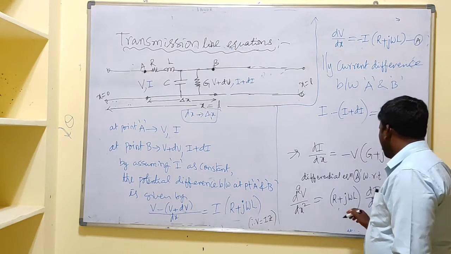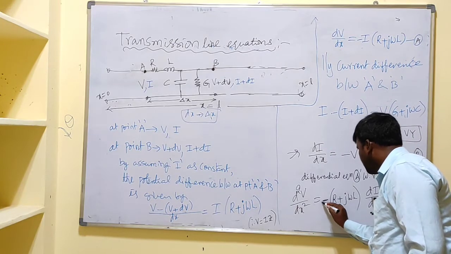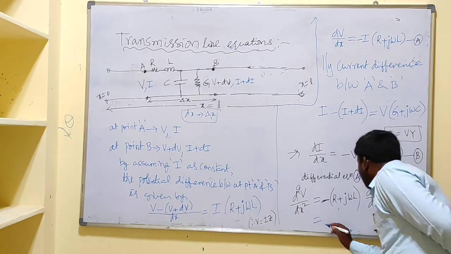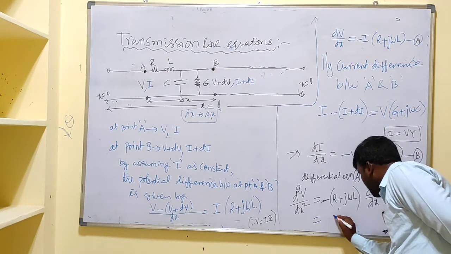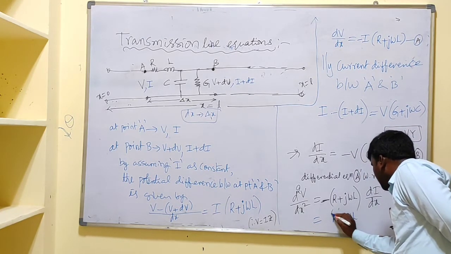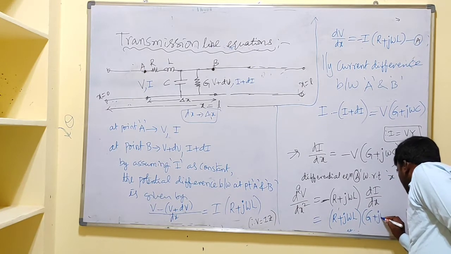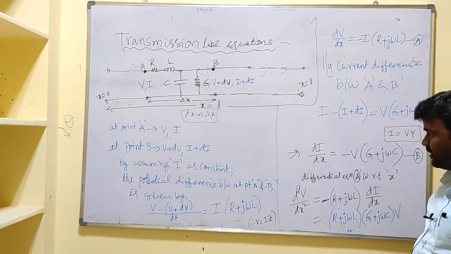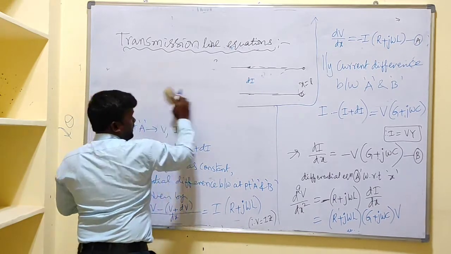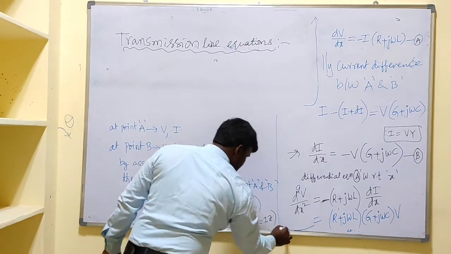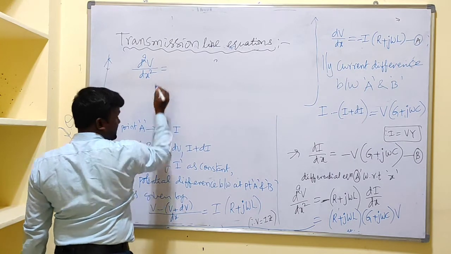That is d square V by dx square equal to R plus J omega L into dI by dx. What about dI by dx? Here we have minus. From B, we can write dI by dx as this one. Here we have minus sign, here minus. Minus into minus becomes plus. We can write that as R plus J omega L into G plus J omega C into V. I will rub this part. Okay, so I will write this equation here itself. What is that equation? Please tell me. That is d square V by dx square is equal to what?